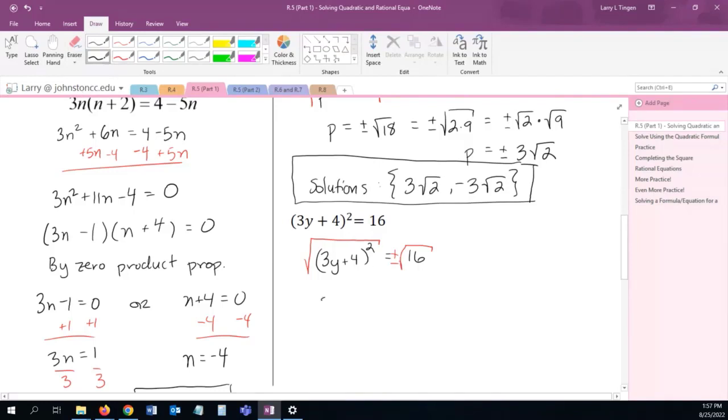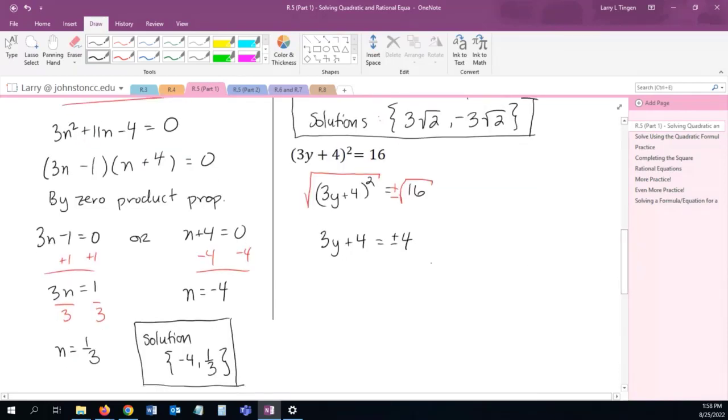The square root of a square is just the radicand, which is what's under the radical. The square root of 16 is 4, and then I have a plus minus over here. Now, to write your answer, this is kind of your own personal touch. At this point, you want to solve for y: you're going to subtract 4 and then divide by 3.